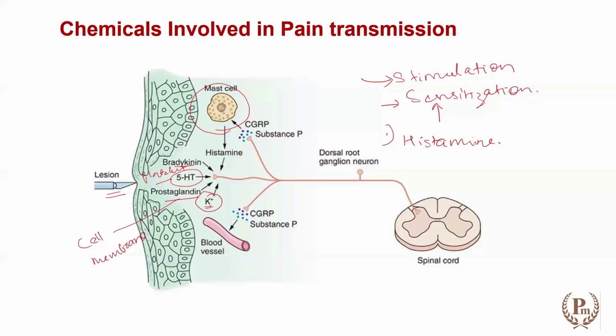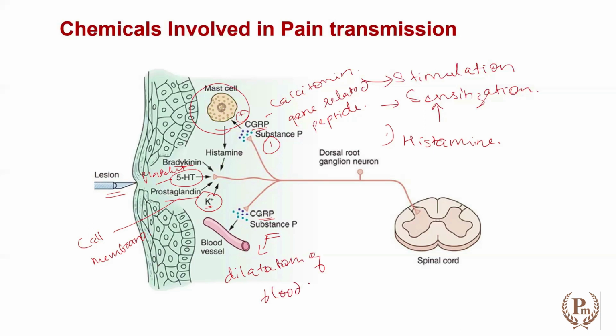How about this CGRP? CGRP stands for calcitonin gene related peptide. So here, the CGRP and the substance P actually have two functions. One, they may go to the mast cells and stimulate the mast cells to release histamine, or they will go to the blood vessels and cause dilation of the blood vessels.